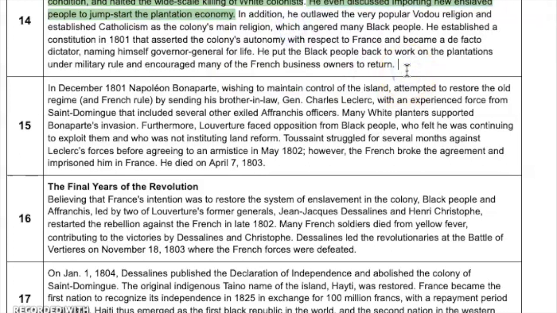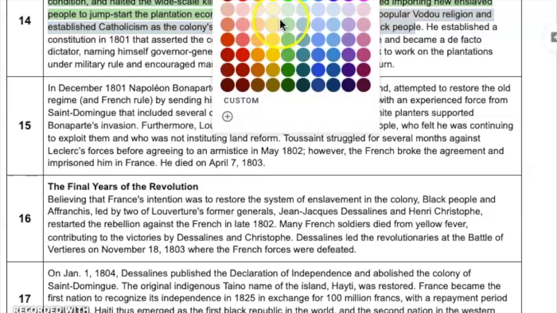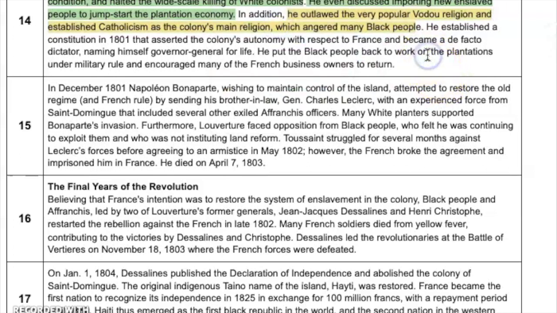In addition, he outlawed the very popular voodoo religion and established Catholicism as the colony's main religion, which angered many black people. This is a political move because he's actually putting laws into place about this. He established a constitution in 1801 that asserted the colony's autonomy with respect to France and became a de facto dictator, naming himself Governor General for life.